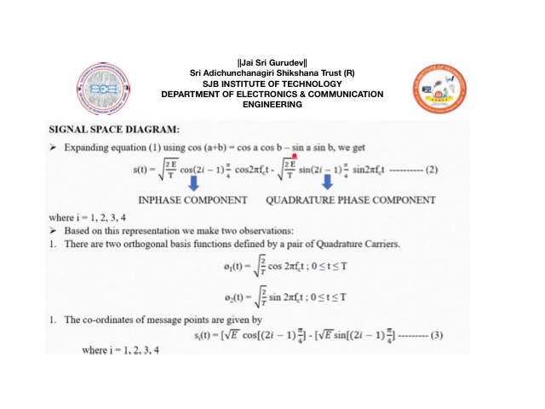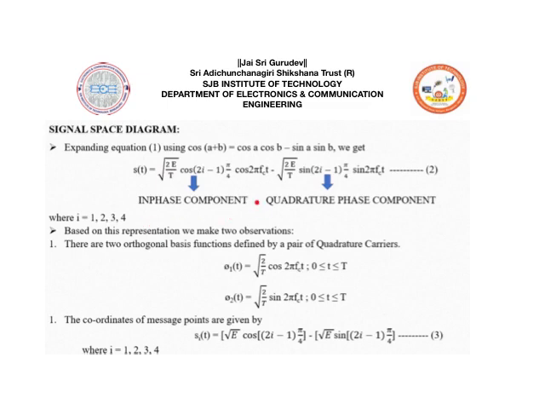Using this trigonometric relationship, we have expanded equation 1, and accordingly we have got S of t is equal to square root of 2E by T cos of (2I minus 1) into pi by 4 cos of 2 pi fct minus square root of 2E by T sin of (2I minus 1) into pi by 4 sin of 2 pi fct. In this expression, labeled as equation number 2, the first term is called the in-phase component and the second term is called the quadrature phase component. I value will be 1, 2, 3 and 4.